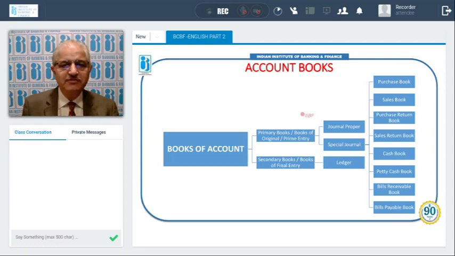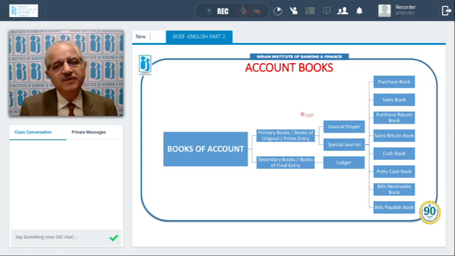Suppose you have 20 purchases in a day. You have purchased from different persons, so their accounts will be credited individually. That's fine. But for the purchases account, instead of posting 20 times, I'll make a single entry, purchases for such and such day, finished. That is what we do in the purchase book. Similarly, we can have a sales book where all credit sales are recorded, and a single entry of the total sales is made in the sales account.